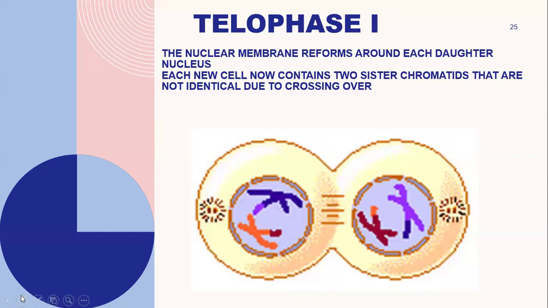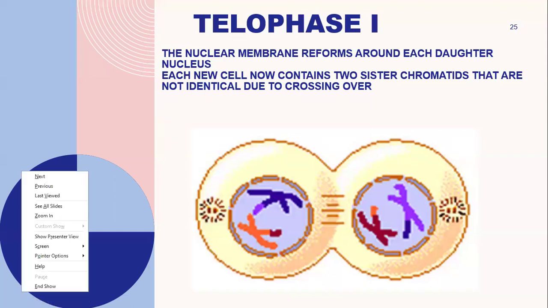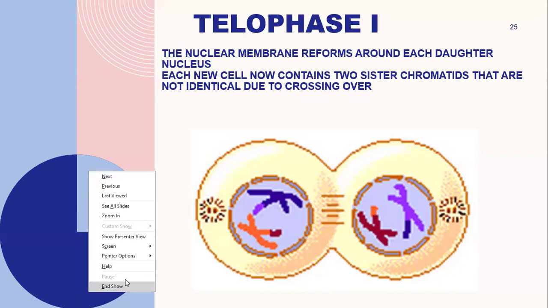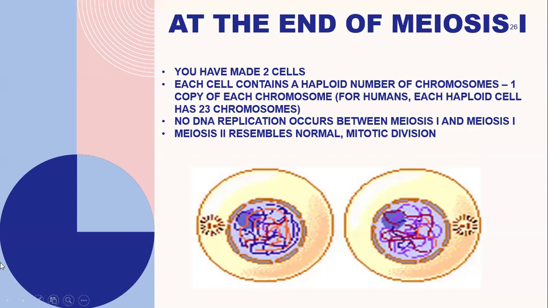Then we move into meiosis 2. So we're saying at the end of meiosis 1, you have 2 cells, like I said. Each cell contains half the number of chromosomes, so that's half the number, one copy of each chromosome. That is for humans. Each haploid cell has 23 chromosomes. I hope that is clear.